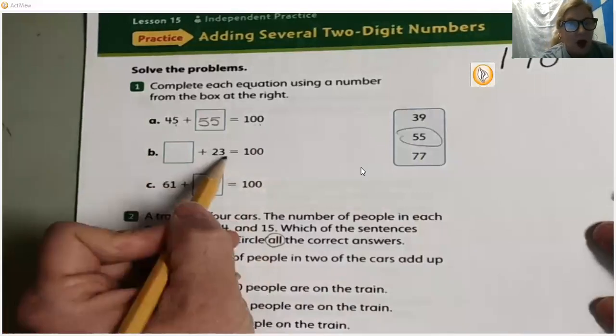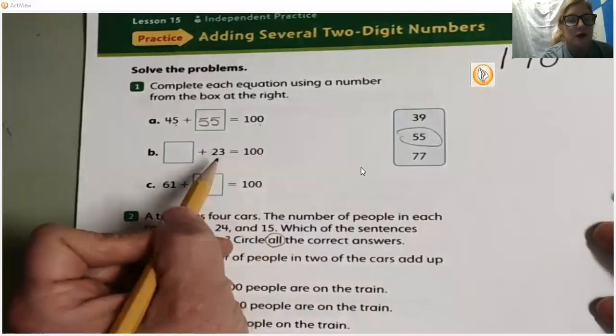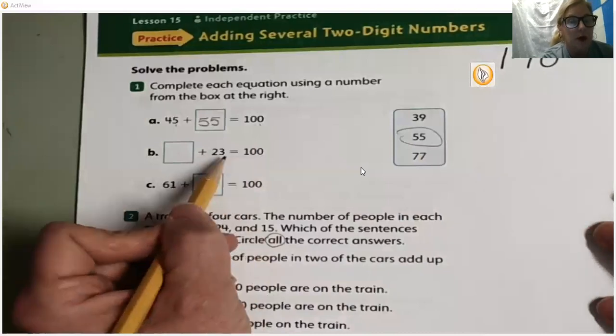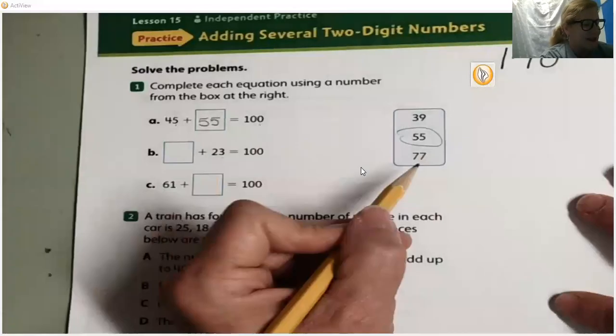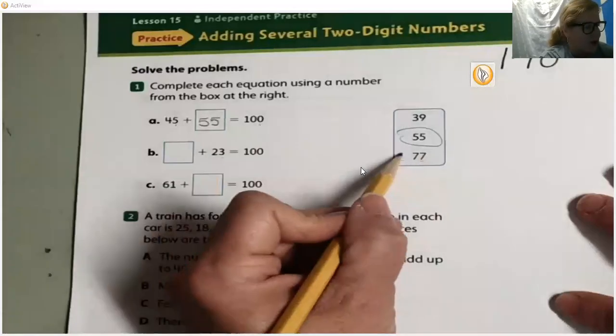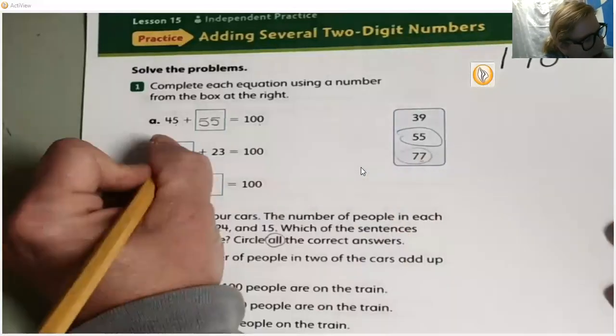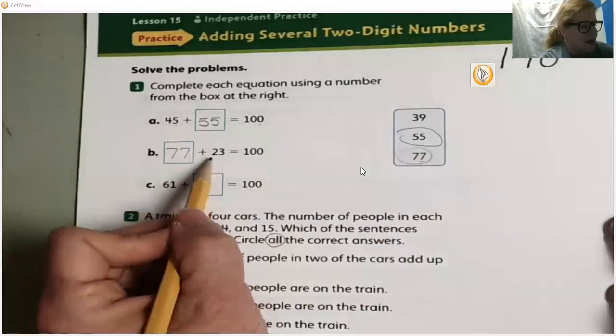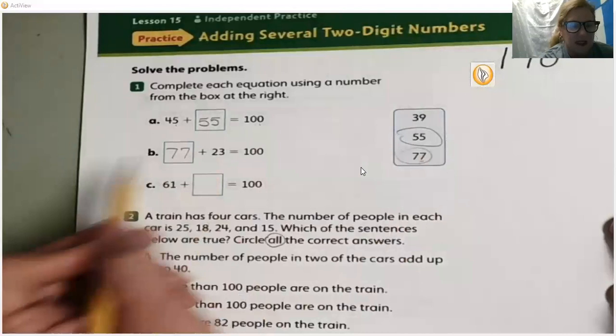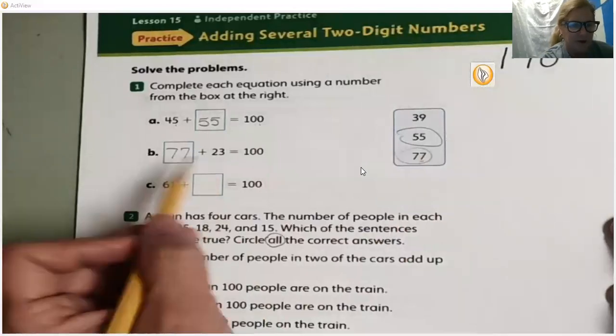23. 100 equals 100. So you're looking for the number that will make a 10 in the ones place. You have a 3. Gotta know those tens facts. 3 plus 7 equals 10. So it is 77. That would make a 10. 2 tens plus 7 tens is 9 tens, plus another makes 100.